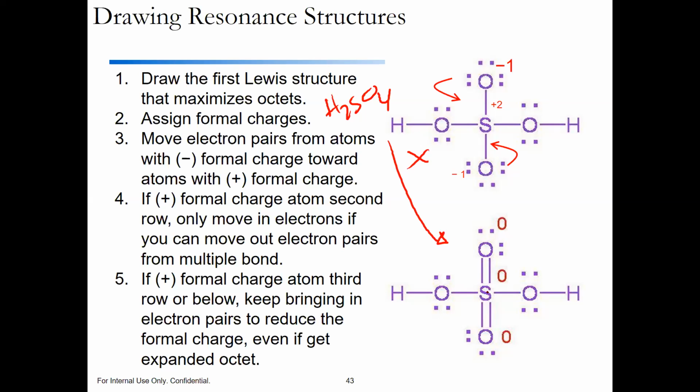And how can this be? The S doesn't have 8 electrons. The S has 1, 2, 3, 4, 5, 6 bonds. It has 12 electrons around that S. That doesn't obey the octet rule. But in real life, this is the answer. This is what we see in nature. And why is that so?